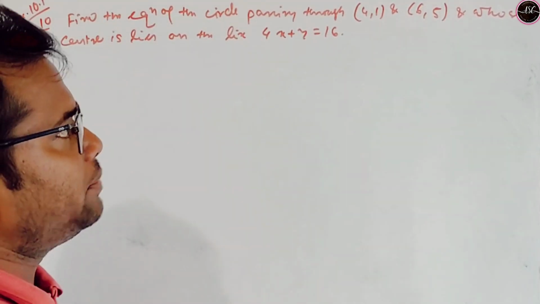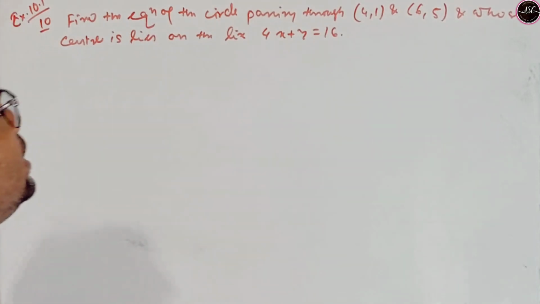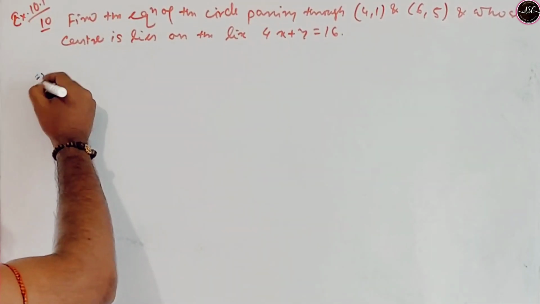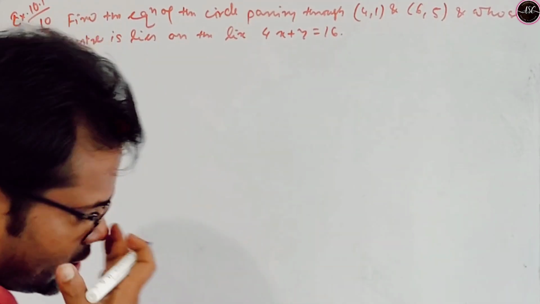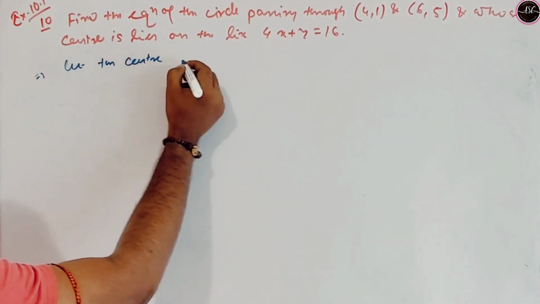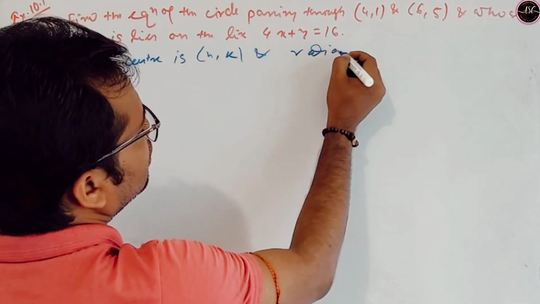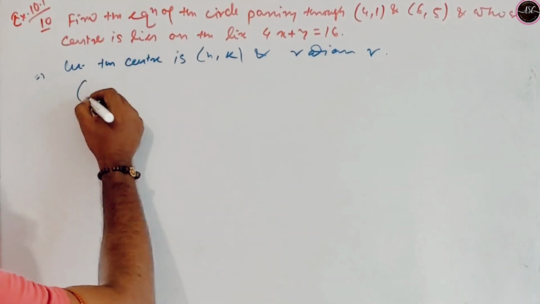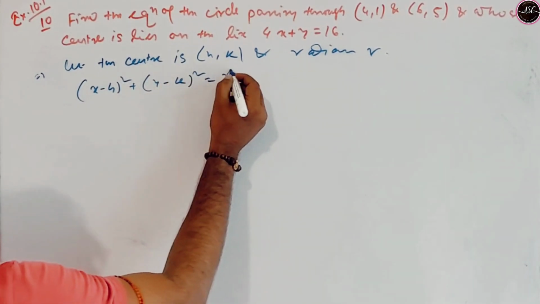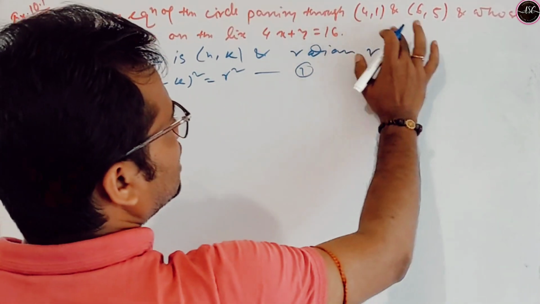Find the equation of the circle passing through the points (4, 1) and (6, 5) whose center lies on the line 4x + y = 16. So firstly, we have done this type of example previously. Okay, so let the center be (h, k) and radius r. So the equation is (x - h)² + (y - k)² = r². This is equation 1. Now this circle is passing through these points.